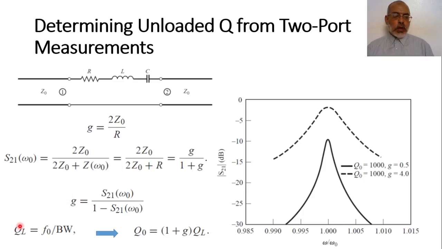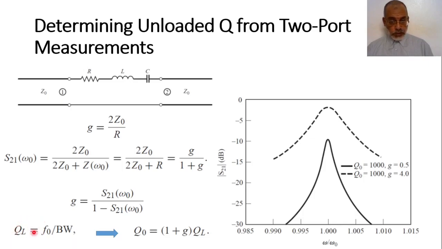What about the loaded quality factor in this case? This can simply be obtained as F naught over the bandwidth. So by measuring S21, we take the peak as the resonant frequency, and we obtain the bandwidth of minus 3 dB with respect to this peak. So the value of the center frequency over the measured 3 dB bandwidth, F naught over the bandwidth, would correspond to the loaded quality factor in this case.